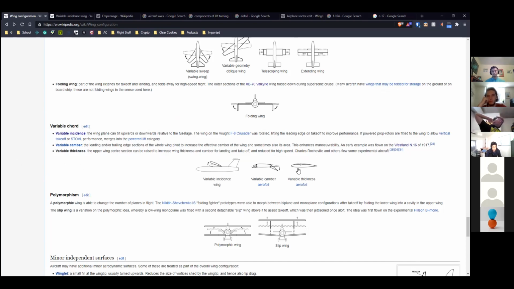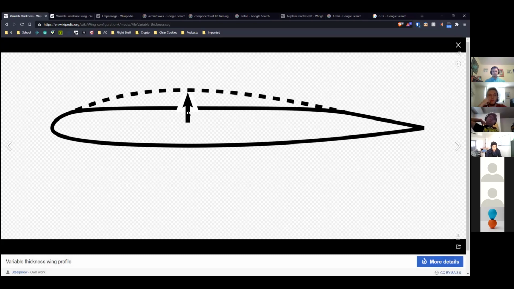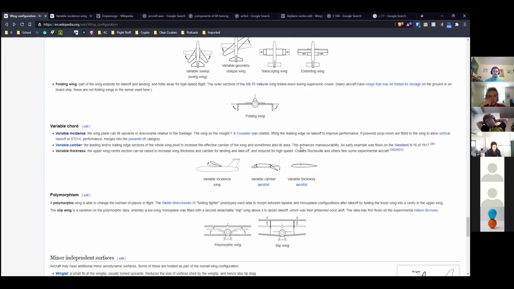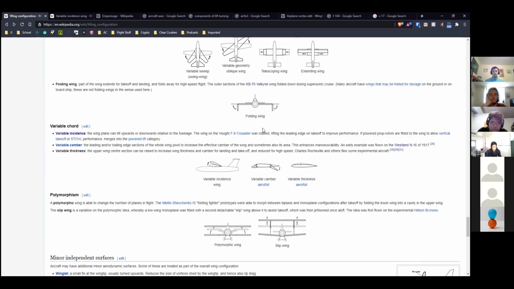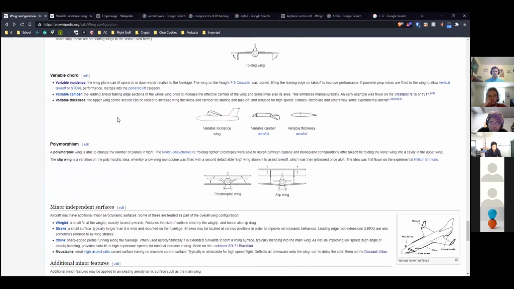Okay, thank you. Variable thickness is, I feel like, very uncommon. Added thickness basically adds drag, but also room for structure and stuff. So usually you just design to a thickness that works for you. Although I don't even know how to do that very well yet. But yeah, very uncommon as far as I can tell.